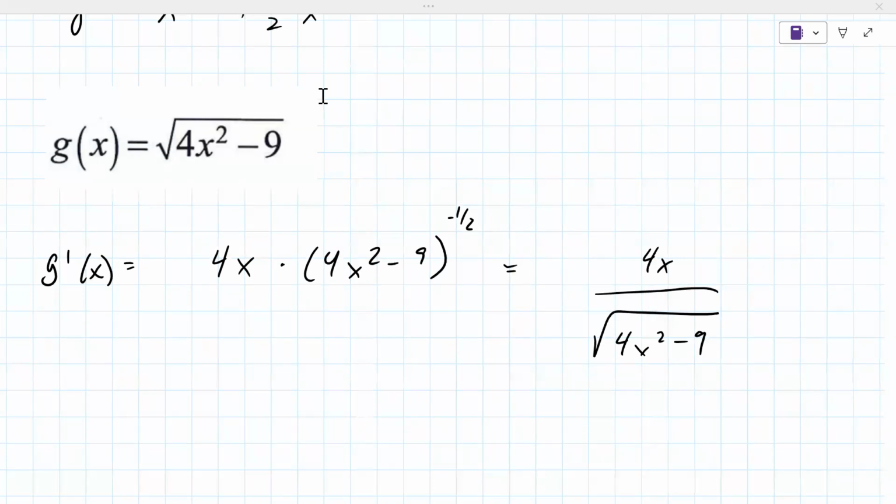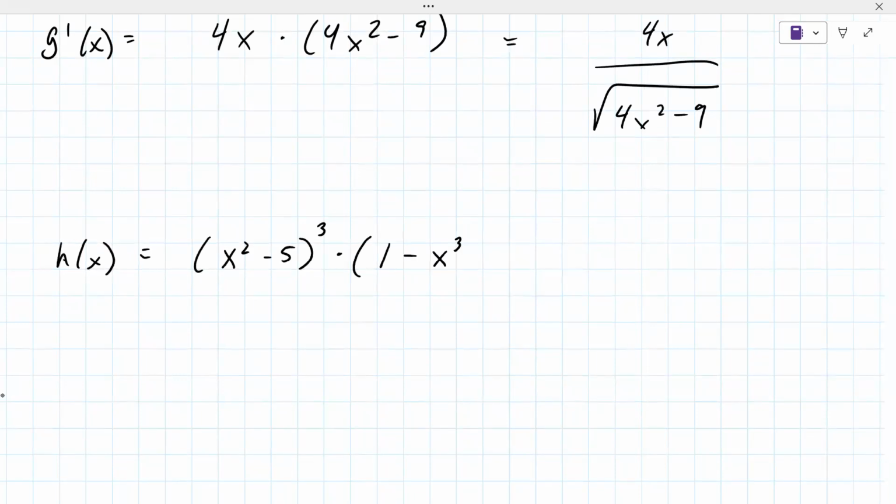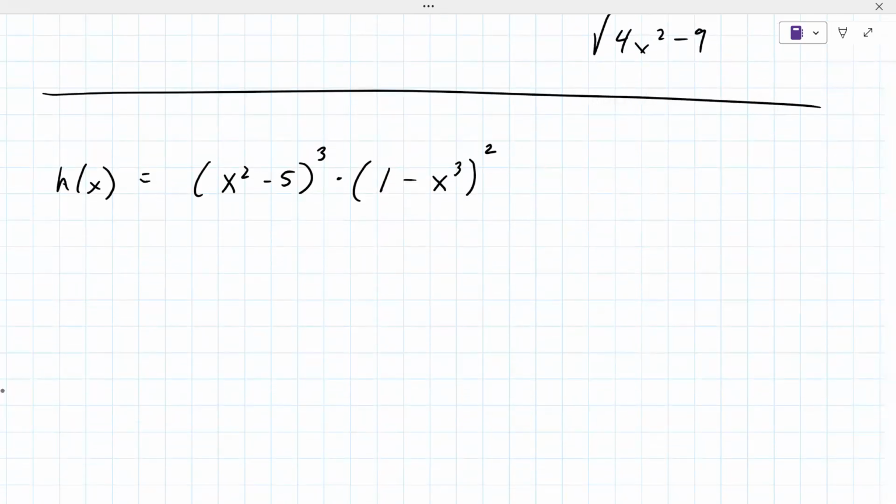So this is kind of your classic, you'll see something like this on the AP. It'll be something like x squared minus 5 to the power of 3 times 1 minus x cubed to the power of 2. Do you want me to do that logarithmically? No, this is meant to be a product rule problem. While you could use what you just said, it's not meant to be that way. Okay.